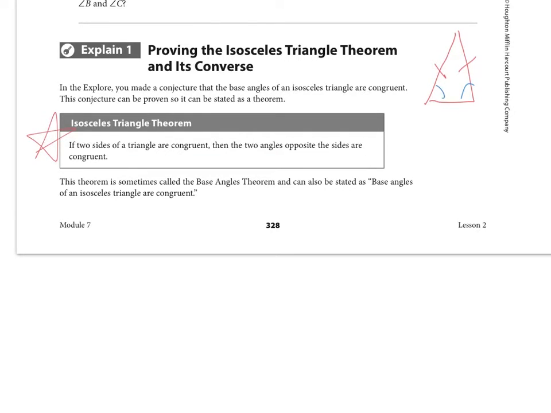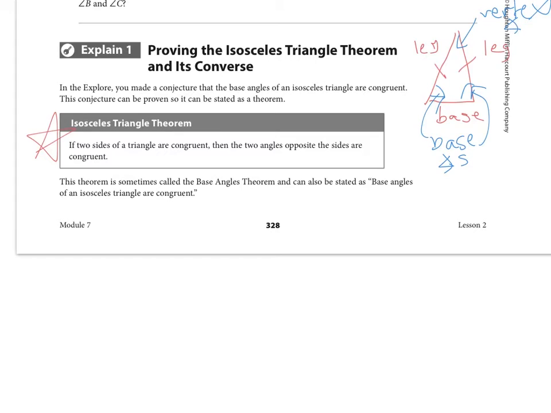The vocabulary associated with these sides is that these congruent sides are called legs, and the side on the bottom is called a base. No surprise, the angles at either end of the base are called base angles. And the angle at the top between the two congruent legs is known as the vertex angle. Just some vocabulary to keep clear here.